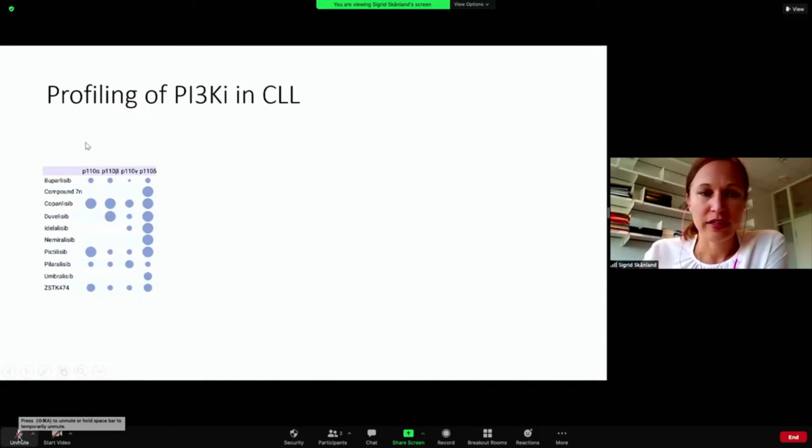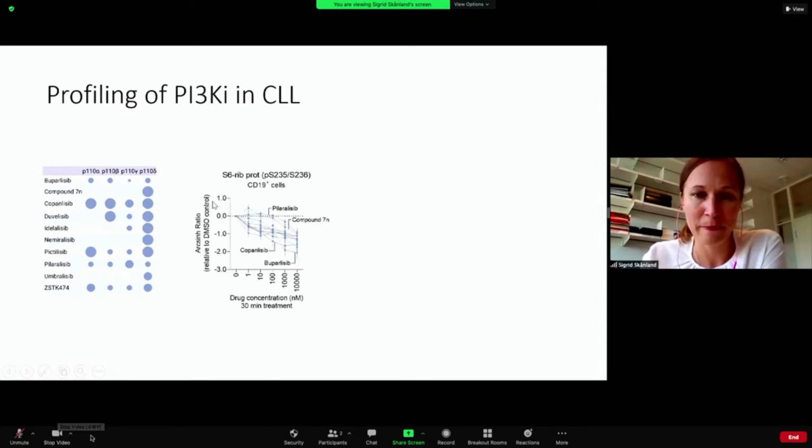So PI3 kinase, the catalytic subunit of PI3 kinase exists in 4 isoforms, alpha, beta, gamma, and delta, where gamma and delta are only expressed in leukocytes, and alpha and beta are ubiquitously expressed. So we wanted to see if there are differences between how these inhibitors that have different specificity behave in CLL cells.